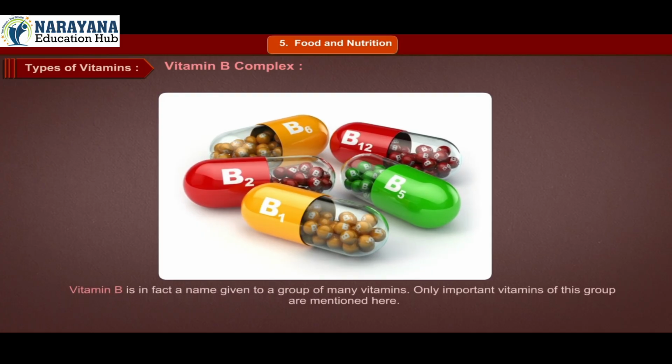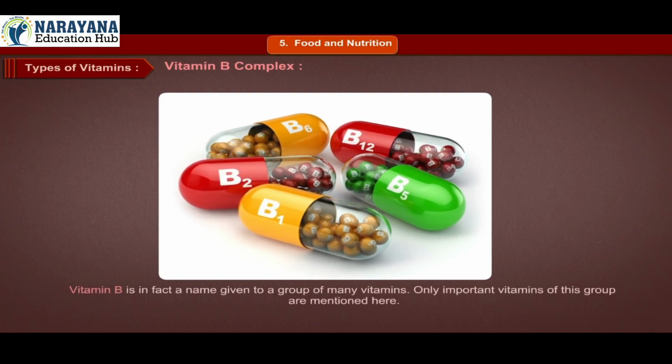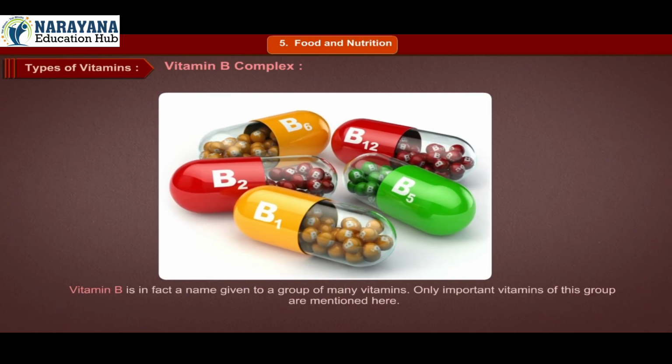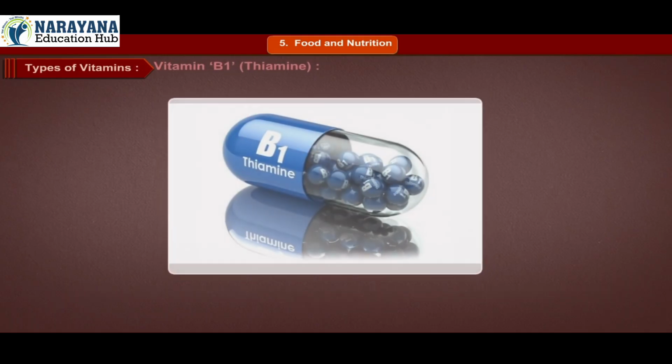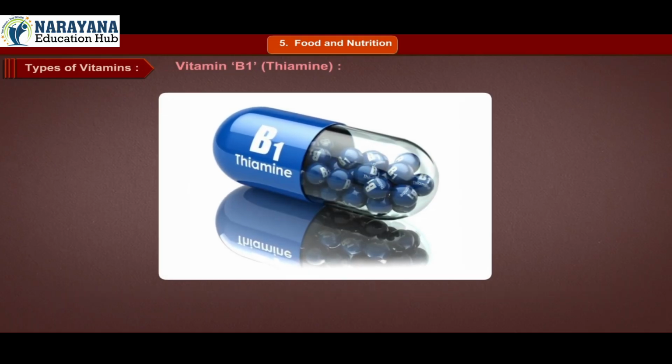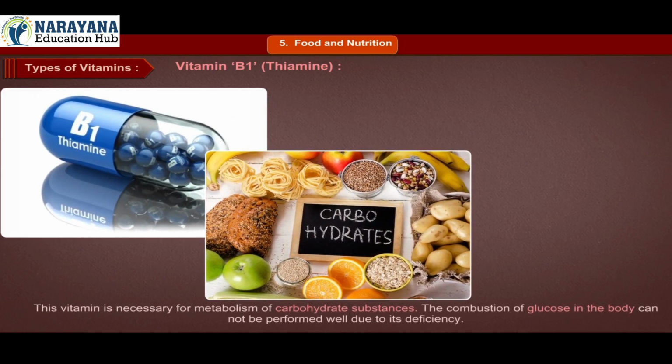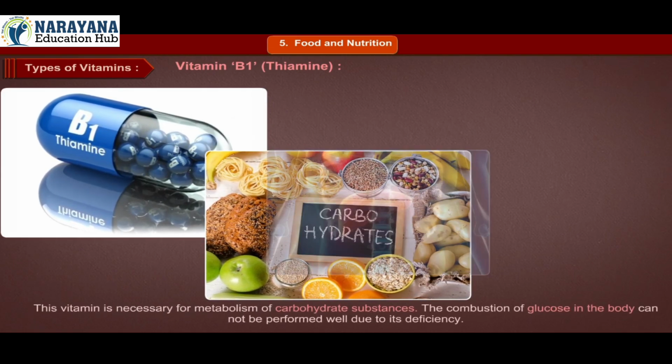Vitamin B complex. Vitamin B is in fact a name given to a group of many vitamins. Only important vitamins of this group are mentioned here. Vitamin B1, that is thiamine. This vitamin is necessary for metabolism of carbohydrate substances.